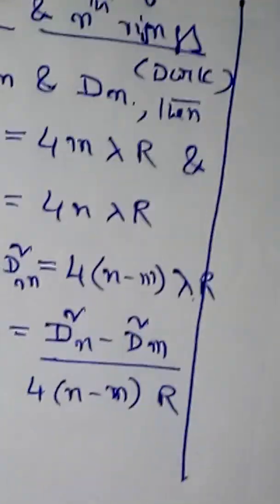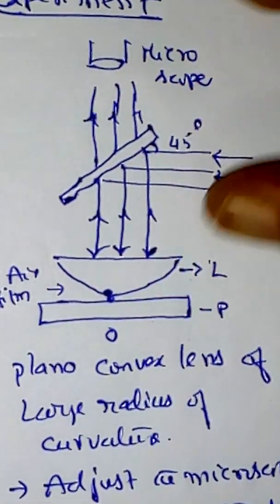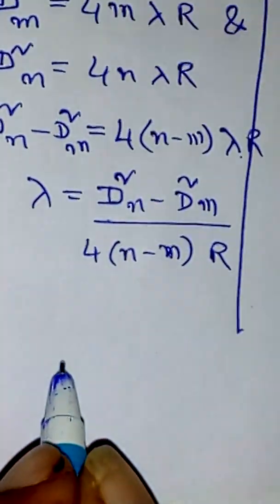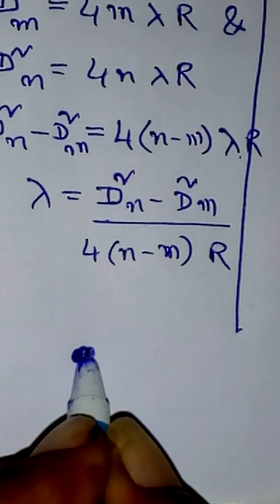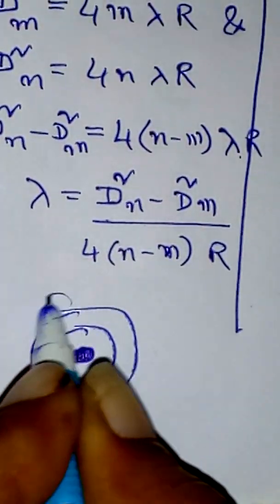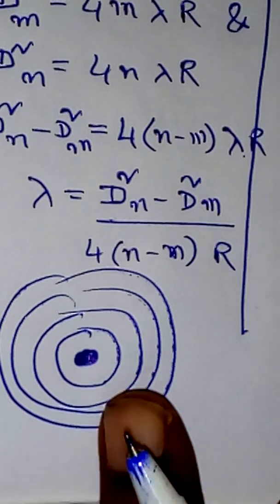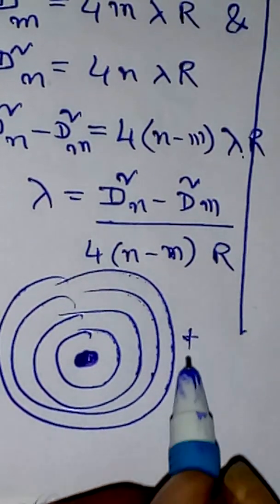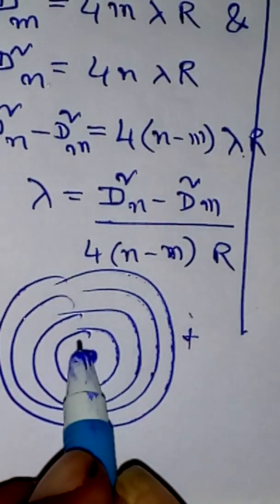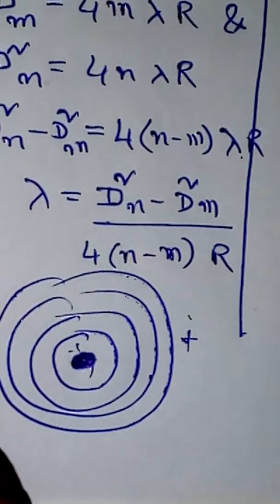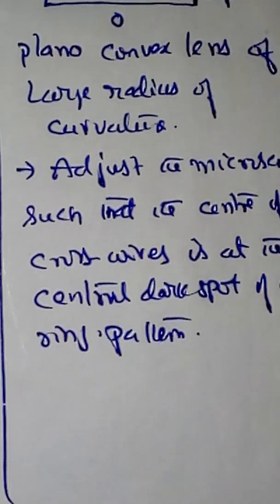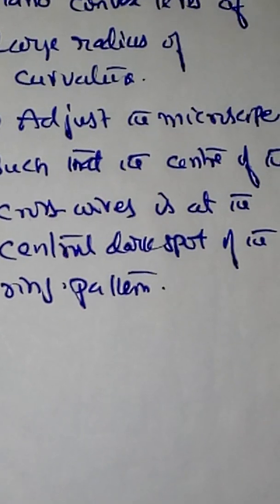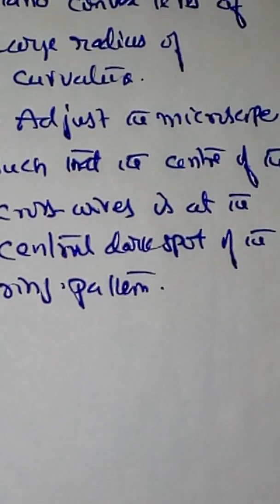What does it mean? If you set up apparatus like this, then automatically you will have fringes forming like this. This is the dark spot and you will have white. This type of rings are formed, which I have already explained. Now you have to adjust your microscope in such a way that the cross wire you see is kept on this. So that is what it means by adjusting the microscope, such that the cross wires coincide with the dark spot.